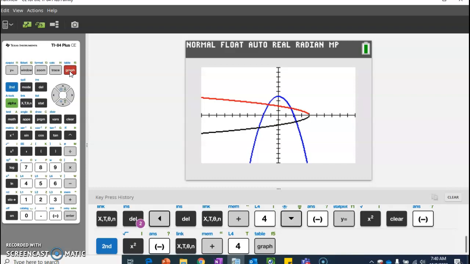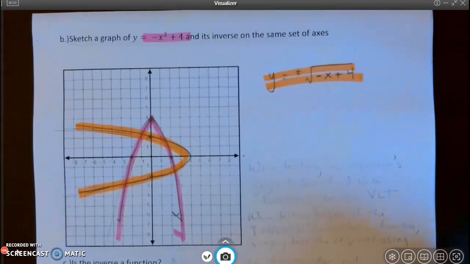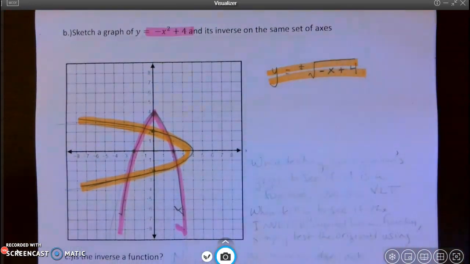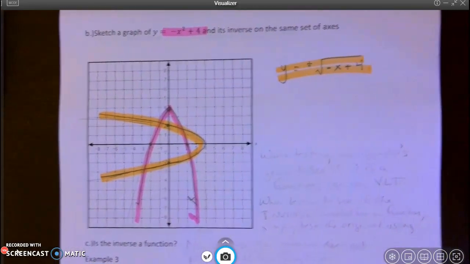All right, that's not the best. I'll show you mine. Is the inverse a function? So here's my graph. First of all, the pink is the original and the orange is the inverse.